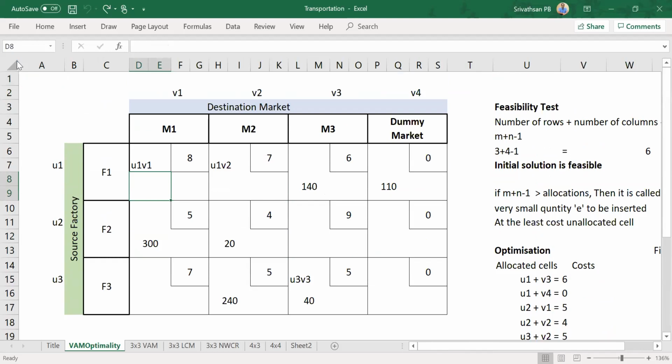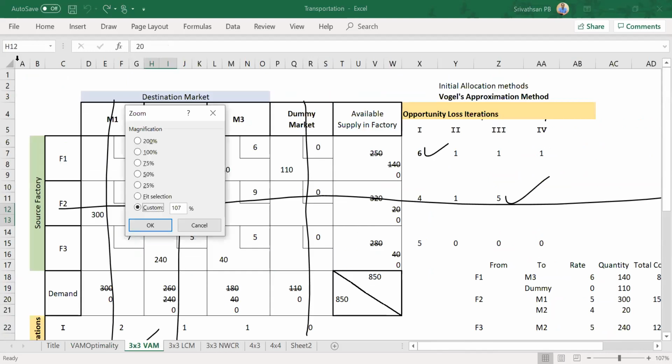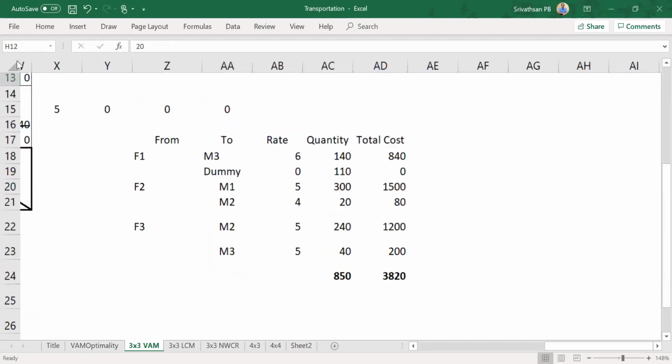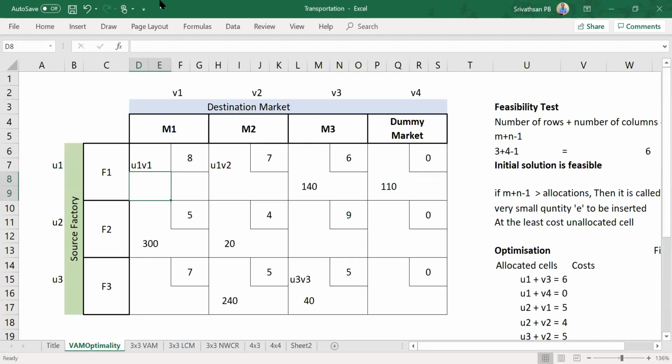So I'm just reversing everything and going back to the original solution. This is our final solution. Our final solution was 3,820 rupees. That's the total cost. So this is our final solution. Thank you.